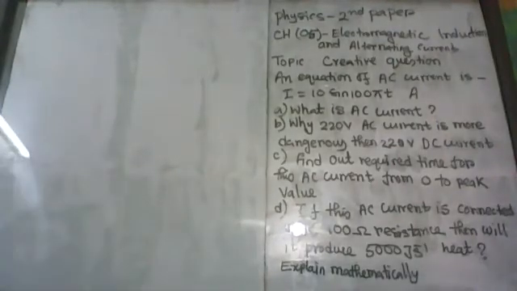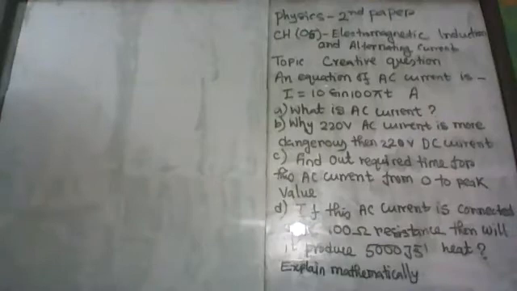You see here, if this AC current is connected with a 100 ohm resistance, will it produce 5000 joule per second heat? Okay, now let's see how I can solve this. At first, I'm going to find out the effective value of this AC current. I repeat, the effective value of this AC current.